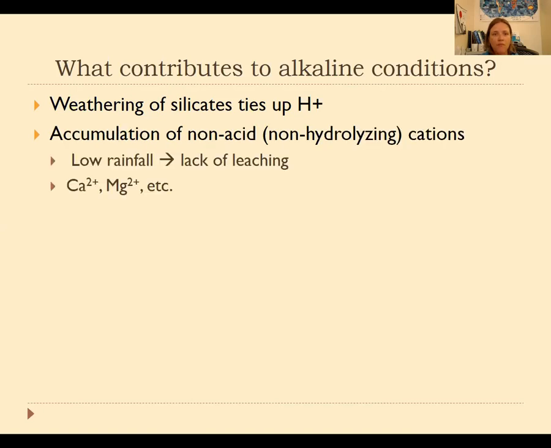So that's one thing. Another thing is the more base cations, or these non-hydrolyzing, non-acid cations, there are in the soil, the more they can compete with hydrogen ions for space on the soil matrix and in the soil environment. And so the more of these that are around, the less hydrogen is going to be accumulating in the soil environment. Where we have lower overall rainfall, these base cations are not going to be leached or washed out of the soil. These are things like calcium or magnesium, and they're going to build up in the soil when there's not a factor like rainwater washing them out.